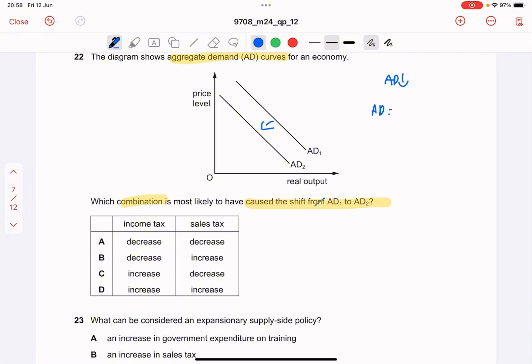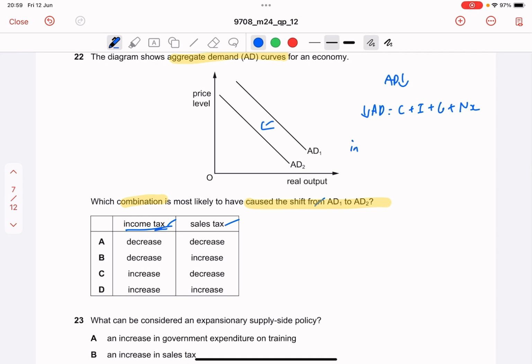Let's just write that down again. It's consumption plus investment plus government spending and net exports. Okay, so which combination is most likely to have caused a decrease in AD? So we are given income tax and sales tax. If we increase income tax, then that means that consumers will have less income, right? Less disposable income, right? Because the proportion of income taken as tax increases.